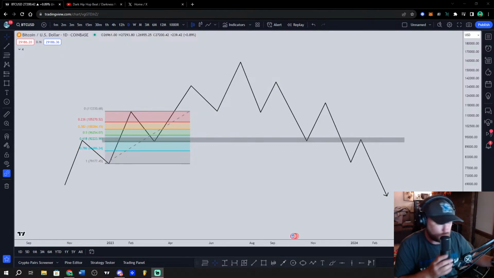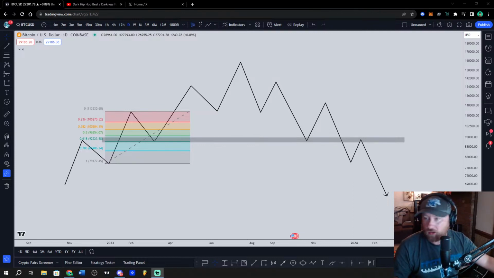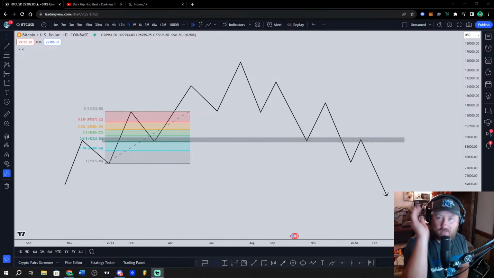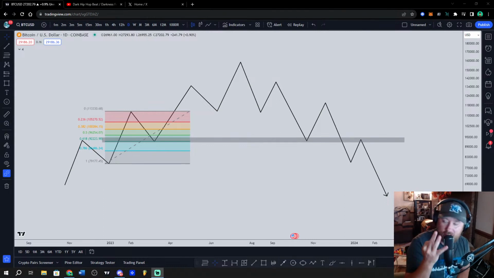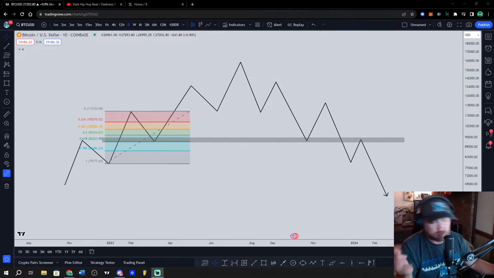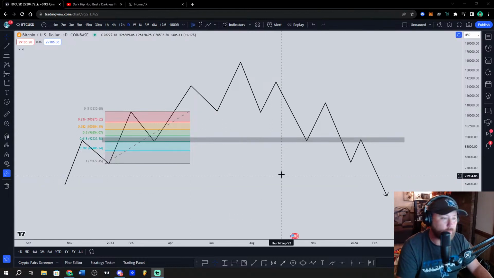Today we are going to be going over market structure, support and resistance, and the Fibonacci. And I'm going to show you how to set up a trade using just these three things. They're all you really need. I'm really excited about this one.